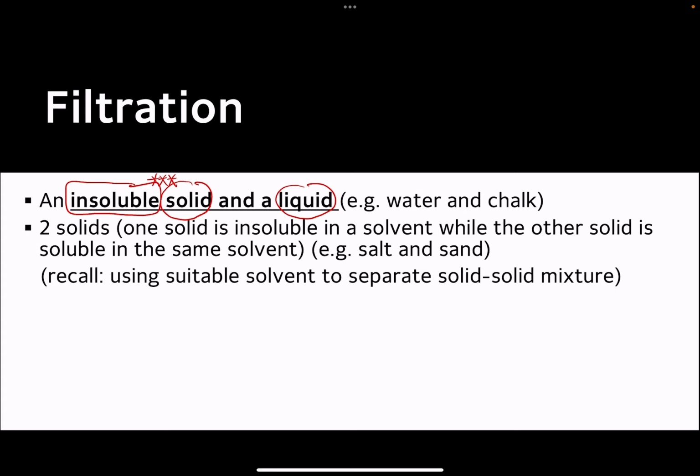You can also perform filtration when you have a solid mixture. We already talked about it earlier on. Using suitable solvents, you add the suitable solvent, and then one of the solids dissolves, the other does not, and then filtration is used as step number 2. So this is a repeat from earlier on.